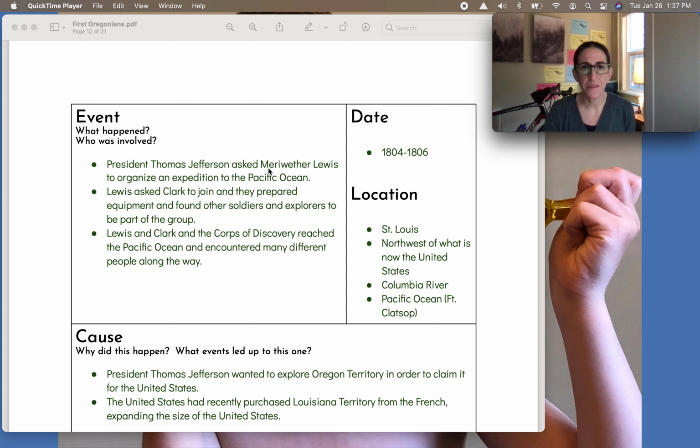During this unit, we're going to be using these graphic organizers to help us understand the major events that happened in history in Oregon. So I'm going to teach you how this graphic organizer works and also teach you a little bit about Lewis and Clark.